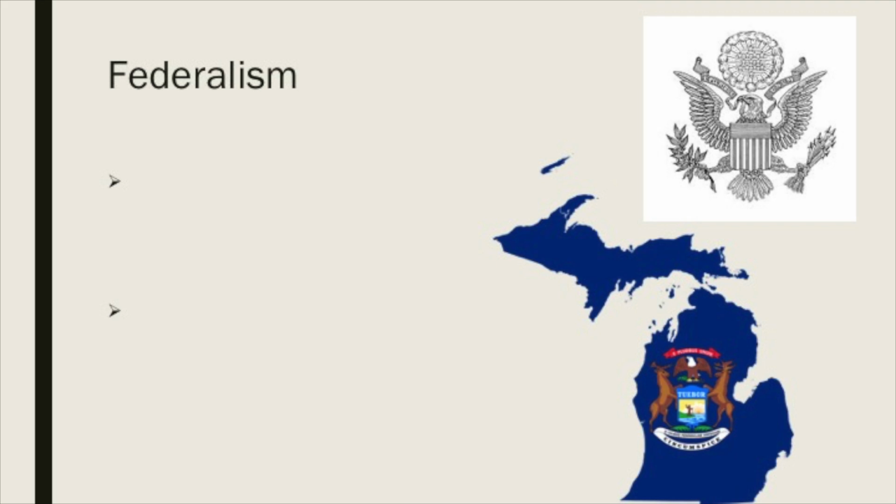The fourth concept is the concept of federalism. Federalism is the sharing of power between a central government and a local or regional government. For example, in the United States, we have the federal government, which is located in Washington, D.C., but we also have state governments that share power with the federal government. So, for example, the federal government and the state governments both have the power to raise taxes, to build roads, or to create courts.